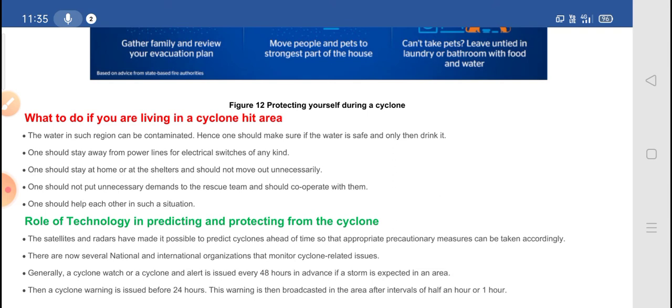Okay. Now what to do if you are living in a cyclone hit area? So here some important points are given. First, the water in such a region can be contaminated. Hence one should make sure the water is safe and only then drink it. If the water is safe, then you can use it for drinking purposes, otherwise you should avoid drinking this kind of water.